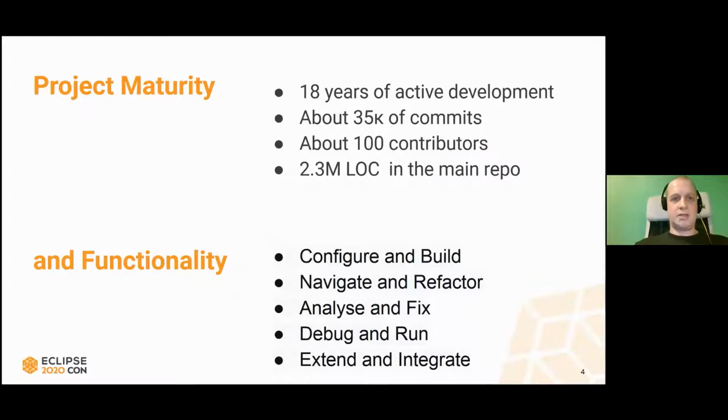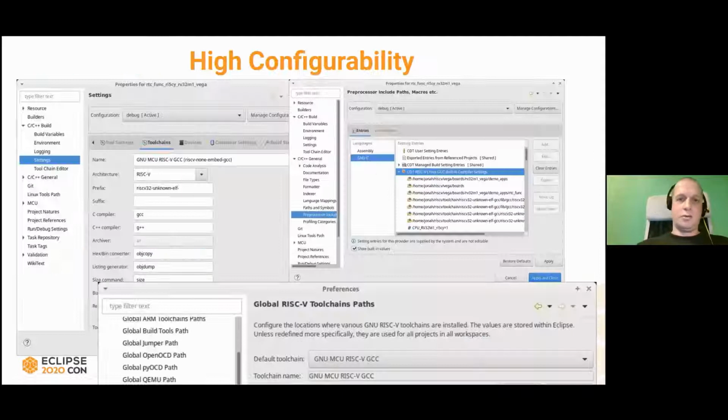So the CDT project is very mature. As you can see, it's about 18 years of active development with a lot of commits and contributors through the years, a lot of companies, and it provides the full functionality that you need to develop embedded applications and more. So it's configure and build, navigate and refactor, analyze and fix. You can configure a lot of debug and run, and it is open to extend and integrate, which is even more important. So one of the key preferences for embedded is that it has high configurability.